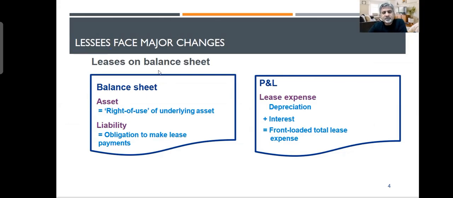So what lessee has on balance sheet is an asset, which is called right of use asset, and a liability, an obligation to make lease payments for the next 3 or 5 years. In the P&L, he will charge the depreciation, and then he will charge the interest, and that is called front-loaded total lease expense. Front-loaded means that at the beginning of the years, depreciation also comes in, interest also comes in. This is exactly the same treatment which was under finance lease. Because of the change in classification, what I was calling operating lease, I now call finance lease. So the finance lease treatment will be applied.